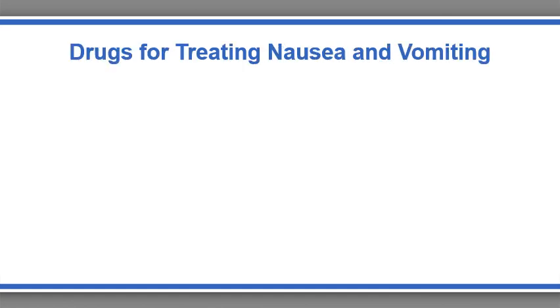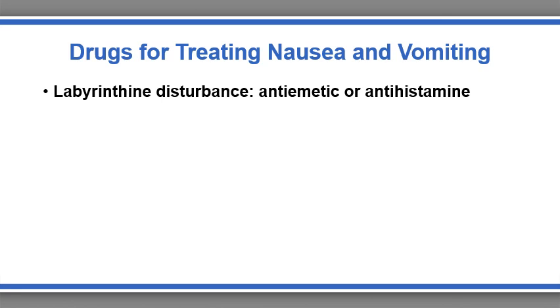So drugs for treating nausea and vomiting, for those with labyrinthine disturbances, so this could include vertigo, which is a kind of vestibular origin for labyrinthine disturbance, so people that have motion sickness, vertigo. An antiemetic or an antihistamine can be given. So look at the antiemetics in the chart in your book and just make note of them.